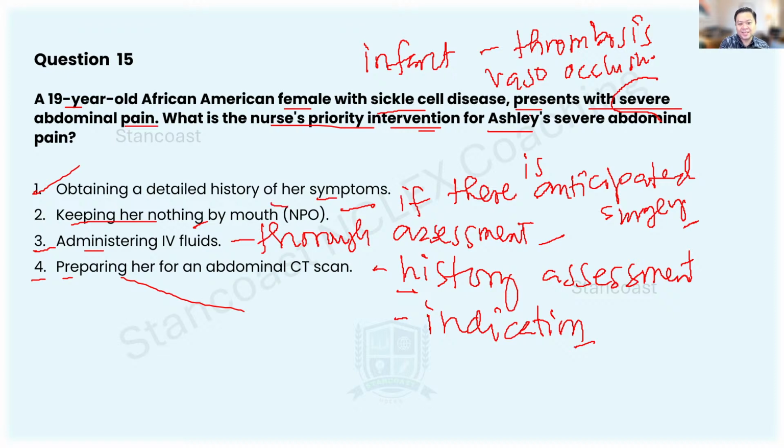That is a correct answer. That is a priority before we can go further in administering all the other interventions. I said everything will be done after we have thoroughly assessed our patient.